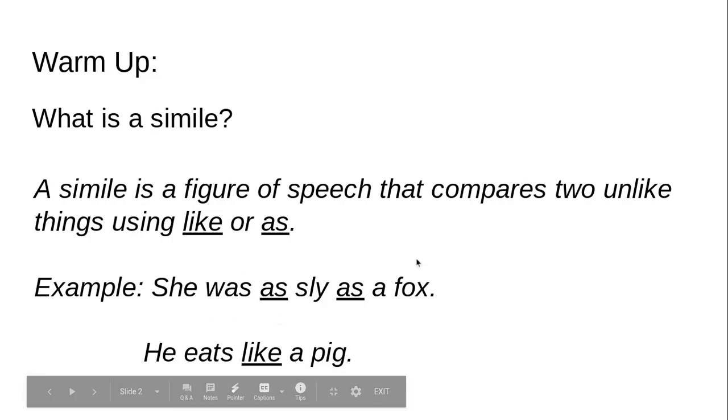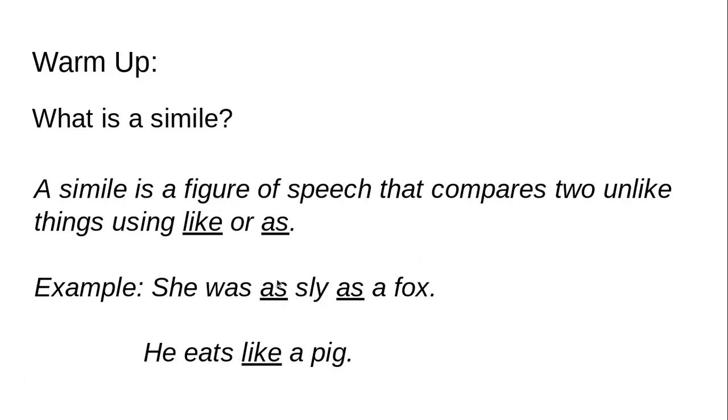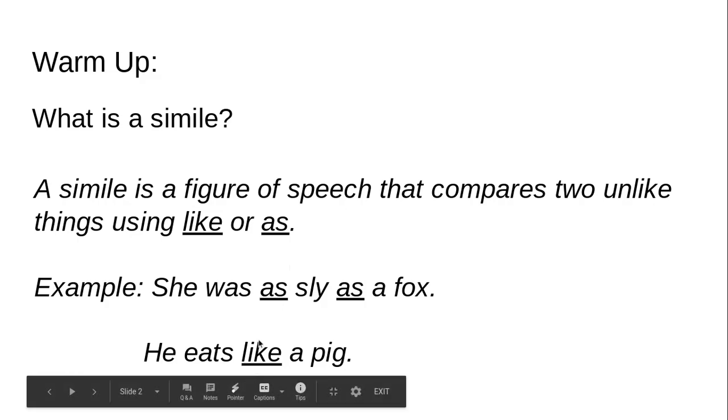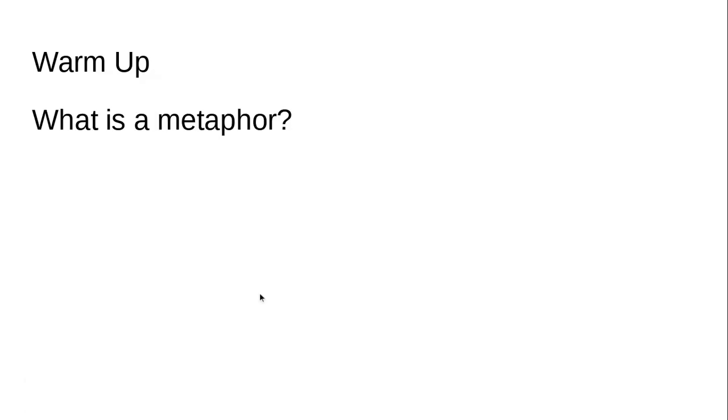So we're comparing two unlike things using either as or like. That's a simile, like or as. Burn that into your brain. Tattoo it there. Next, what is a metaphor? How is a metaphor different from a simile?